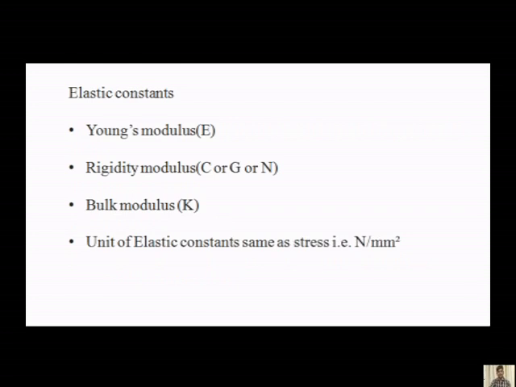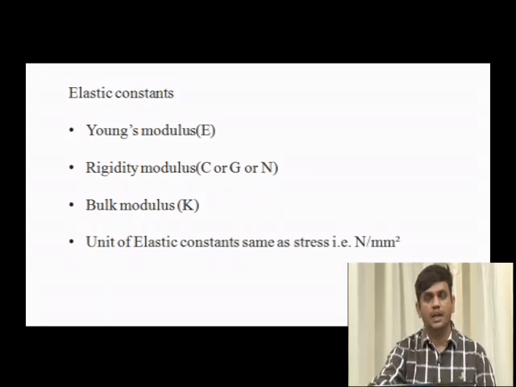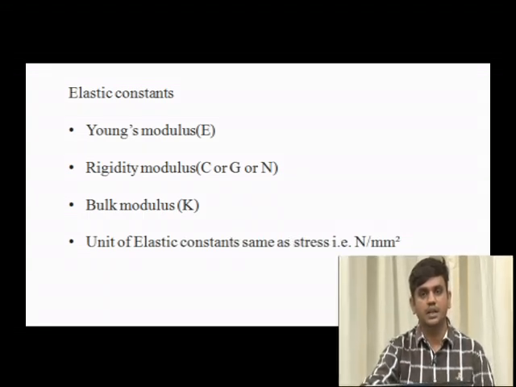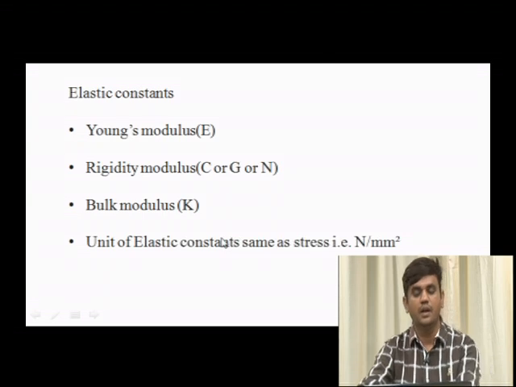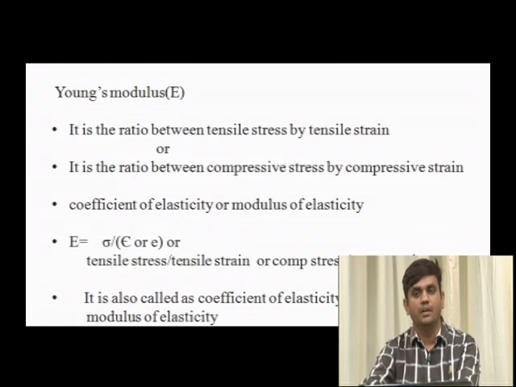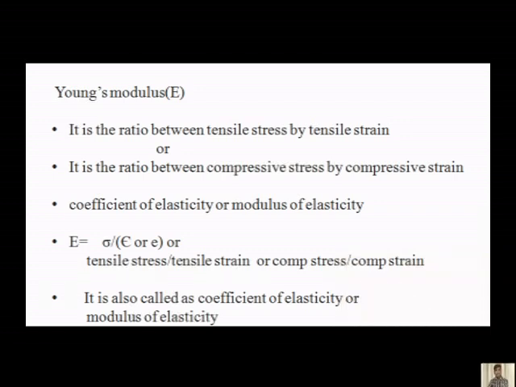So these are some of the elastic quantities: Young's modulus E, rigidity modulus C or G or N, and bulk modulus K. The unit of all the elastic quantities, that is Young's modulus, bulk modulus, and modulus of rigidity, will be Newton per mm square. First one, Young's modulus. It is the ratio between tensile stress and tensile strain, or the ratio between compressive stress and compressive strain.